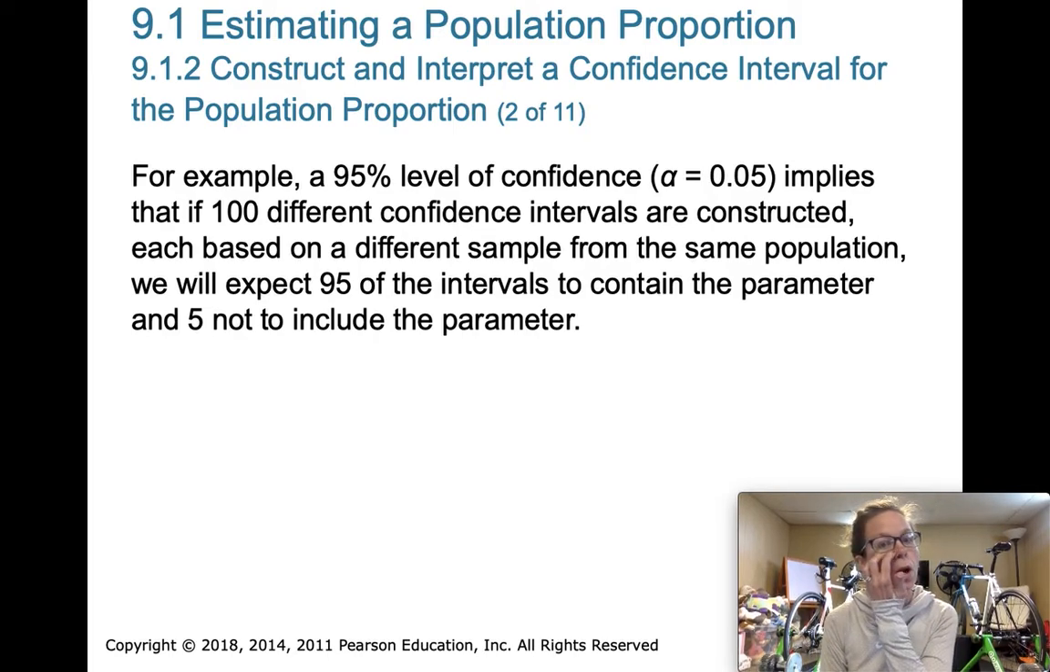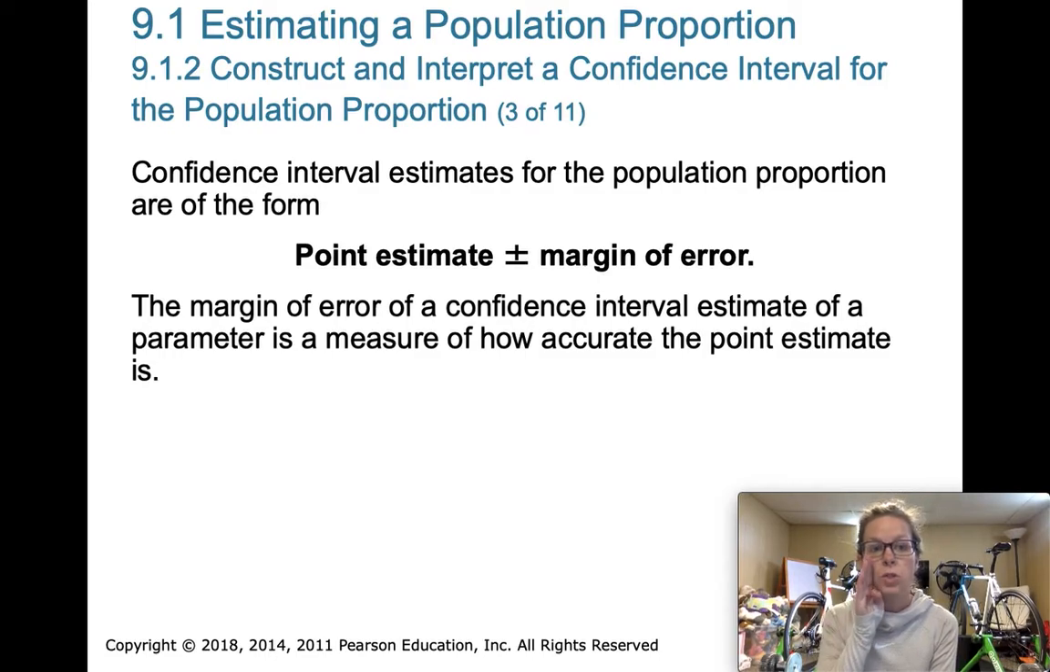So for a 95% level of confidence, this goes through the same thing that I just talked about. That's our alpha, 0.05, because think of them like complements. It implies that if 100 different confidence intervals were constructed, each based on a different sample from the same population, 95 out of those 100 are going to contain the right parameter. 5 of them don't. And we have no way of knowing whether ours is one of the 95 or one of the 5.